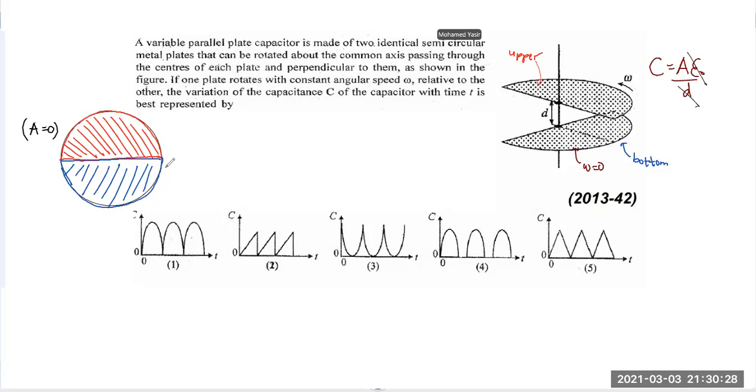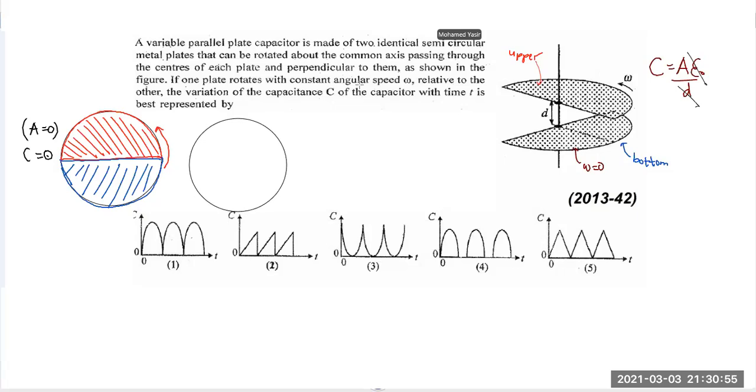I'll take this as time equal to 0. So here area is 0. There is no area between the plates. Therefore, capacitance should be 0 here. But after a while, this is going to happen. Now see if you can understand what is going to happen next. So I will draw a circle for my reference first of all. Right, the circle is ready.